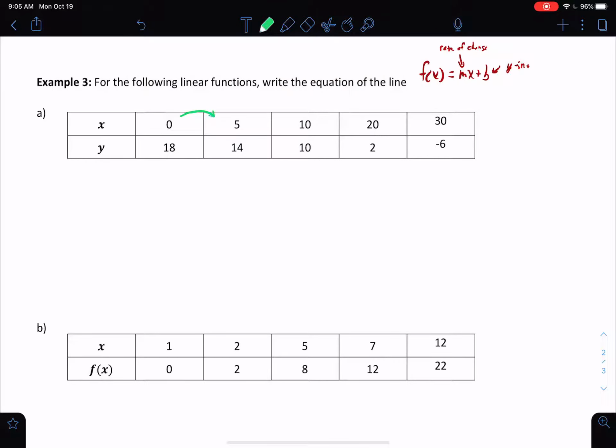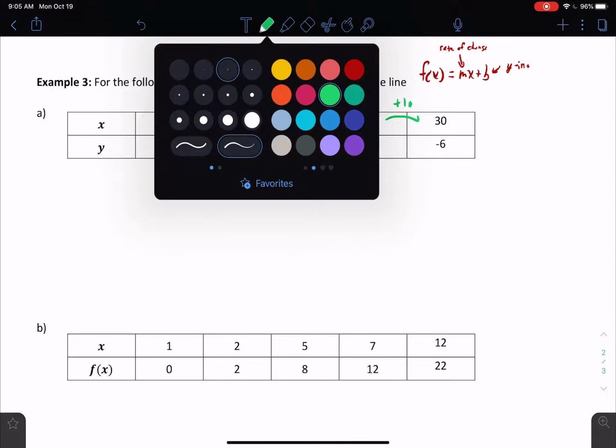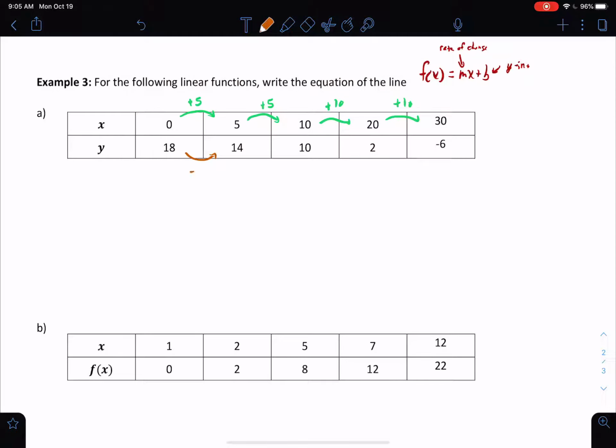Okay, so first off, we got to figure out what is the rate of change. So the x's are going up plus 5, then plus 5, then plus 10, plus 10. Okay? The y values go down by 4, down by 4, down by 8, down by 8. Okay, so the rate of change, let's make sure they're all the same.